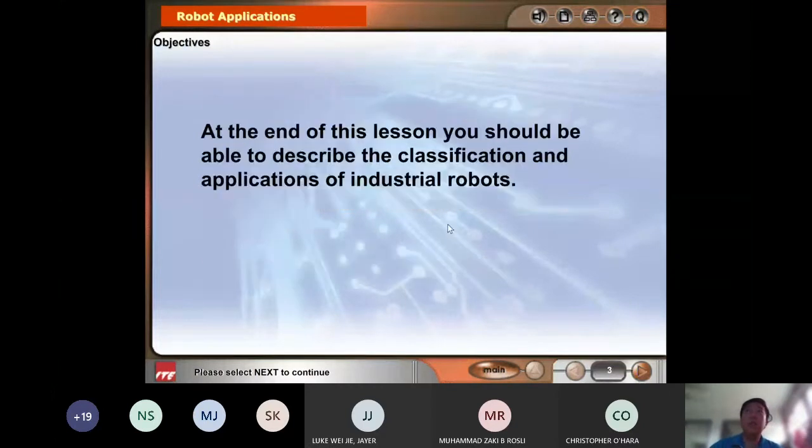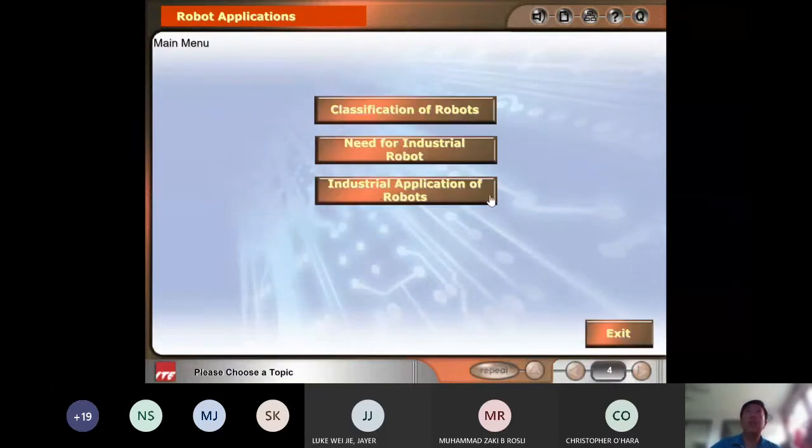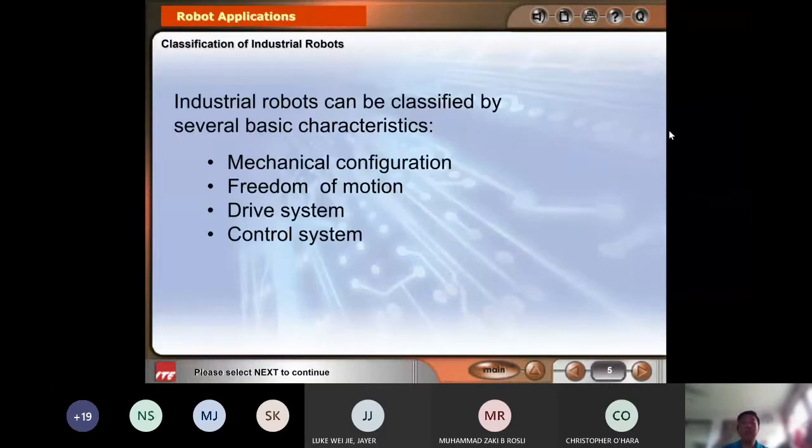All right, let's start. So how do we actually classify a robot? We have four major sectors that we need to consider. First is the mechanical configuration, then the freedom of motion, the drive system, and the control system. I'll explain one by one further down the topic.